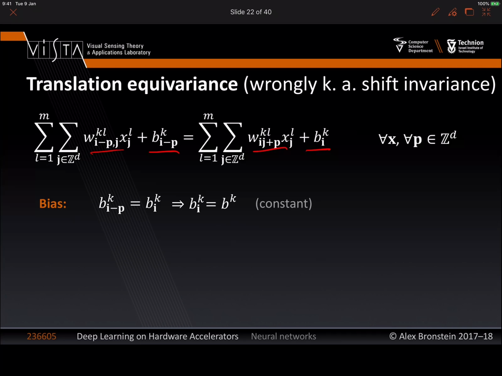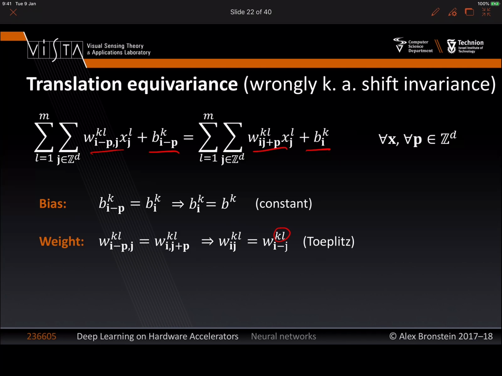Now for the weights, I need this identity to hold for every p. And this essentially means that the weight doesn't depend on two location arguments anymore, but it depends only on the difference between I and j. So it's a function of one location argument and not two location arguments. But it still keeps the k and l indices, obviously, because these are not subject to shift.